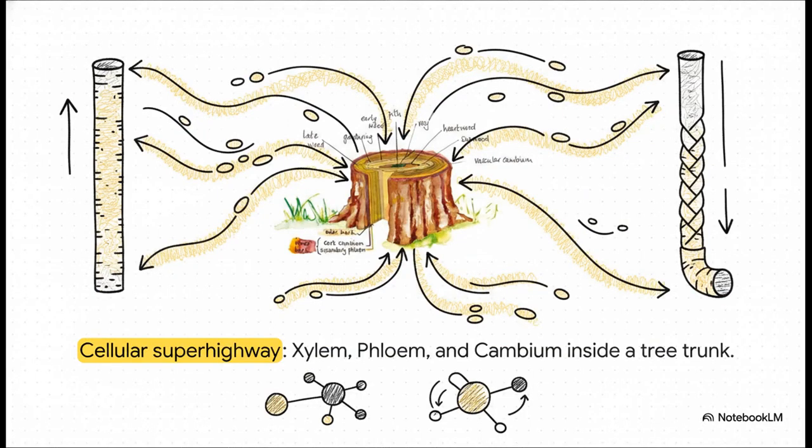Deep inside the trunk is where we find the cellular superhighway, making all of this magic happen. Right under the bark is an incredibly thin, microscopic layer of living tissue called the vascular cambium. You can think of the cambium as a tiny, non-stop factory. Driven by hormones like auxin, it continuously divides and produces two very different, highly specific types of plumbing pipes for the tree.